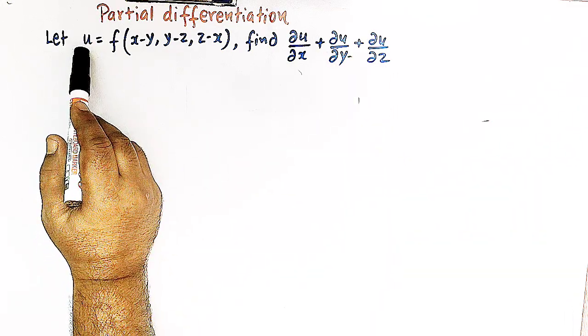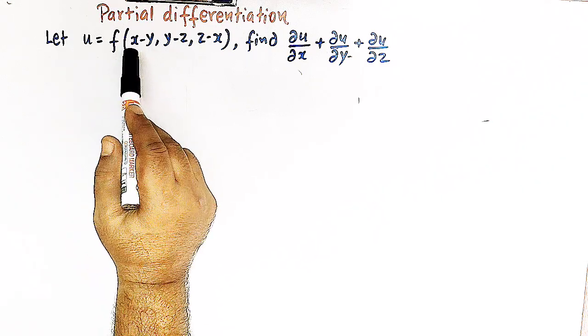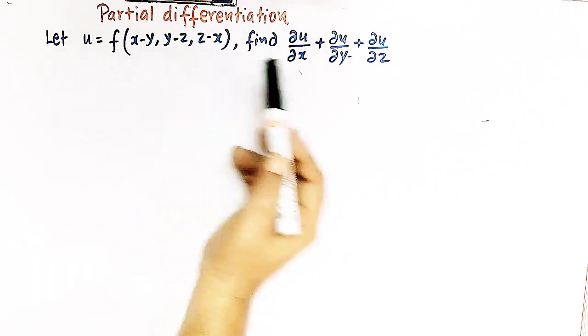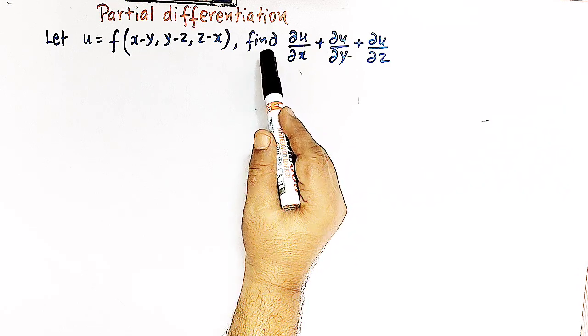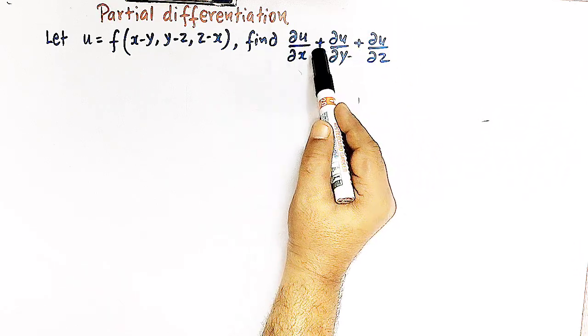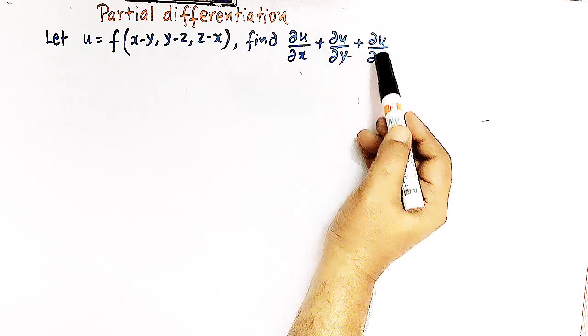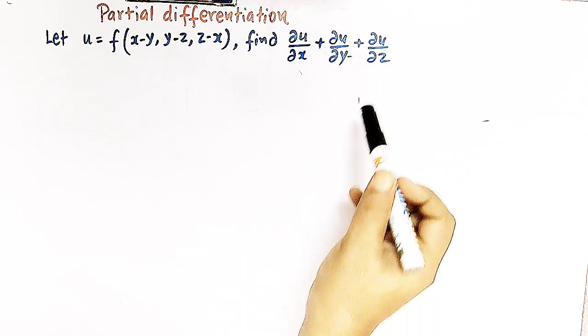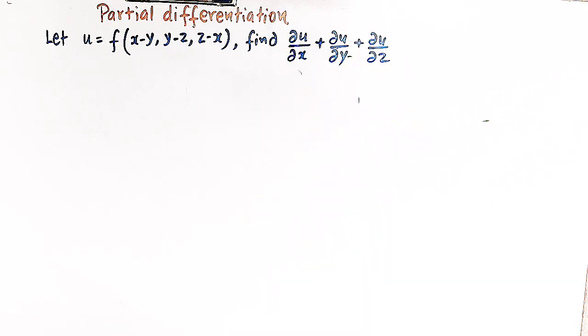So here u is a function of x minus y, y minus z, and z minus x, and we have to find this sum, that is del u over del x plus del u over del y plus del u over del z. So let us see how we can find out the value of this expression using the concept of partial differentiation and total differential coefficient.